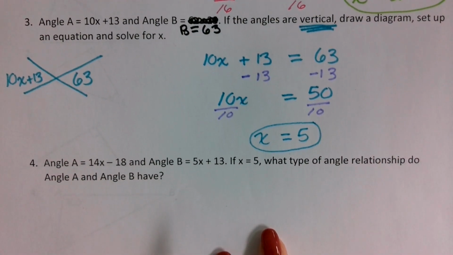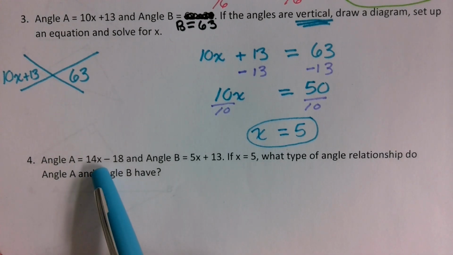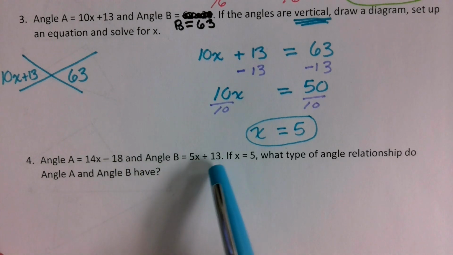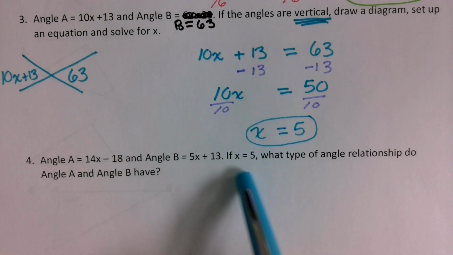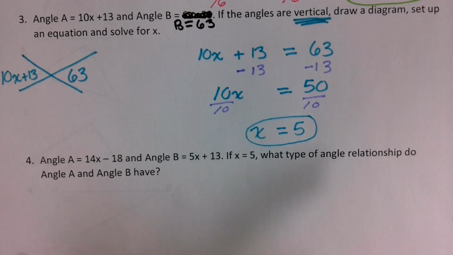Okay? If we take a look at this last problem, angle A is 14x minus 18. Angle B is 5x plus 13. I'm already telling you what x is going to equal. X is going to equal 5. I want to know what relationship do those two angles have. Are they vertical, complementary, or supplementary?